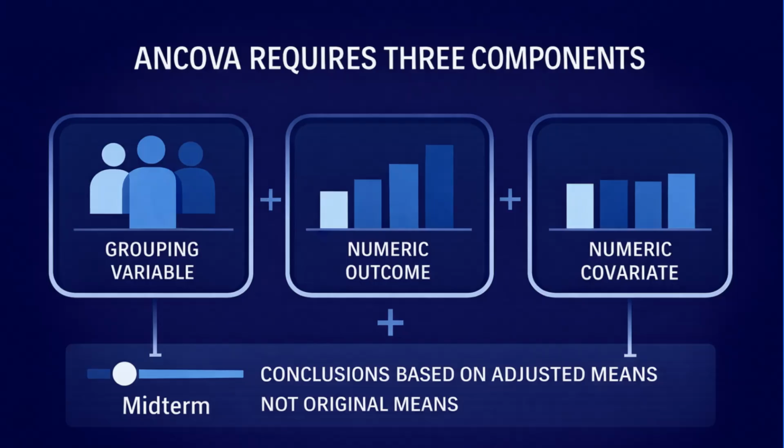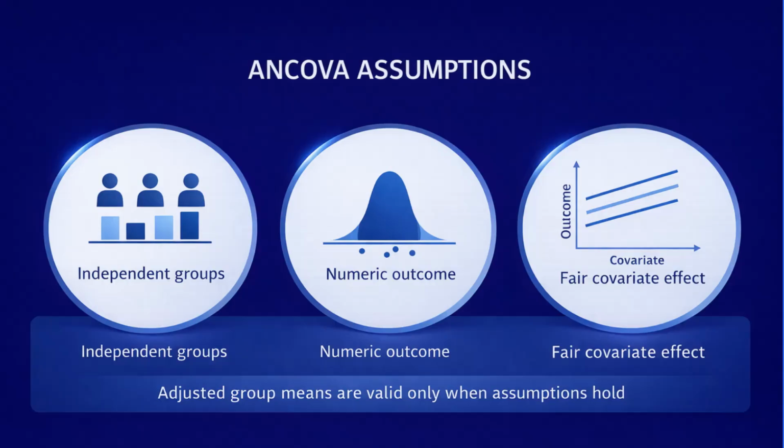It should be measured before the outcome, related to the outcome, and not caused by the treatment or group condition. Controlling for a variable that is influenced by the intervention can distort results rather than clarify them. ANCOVA relies on the same core assumptions as ANOVA, and adds one important assumption related to the covariate.